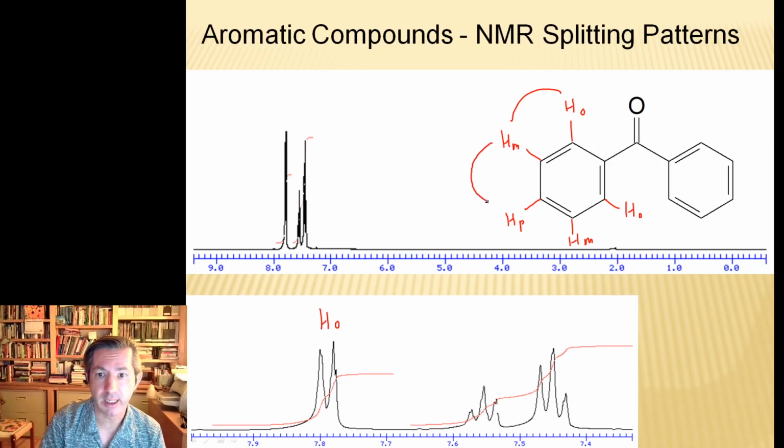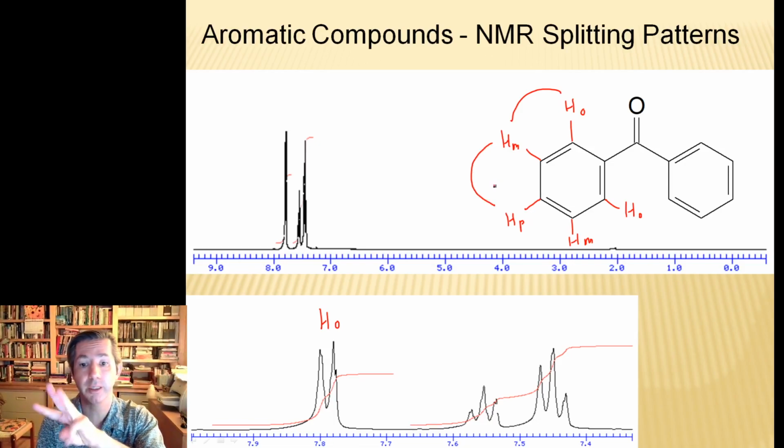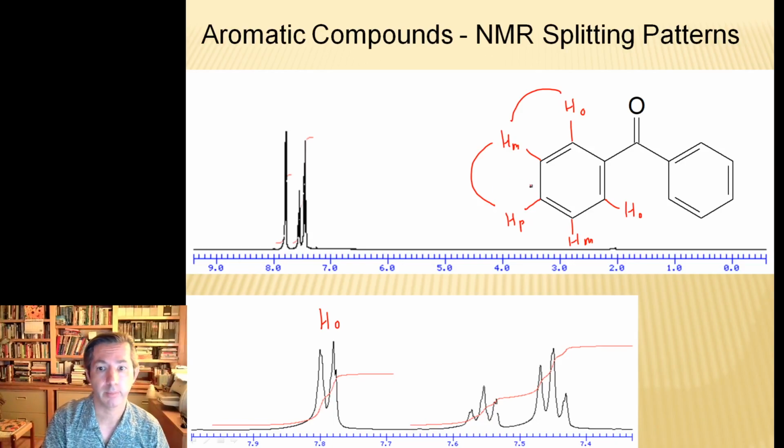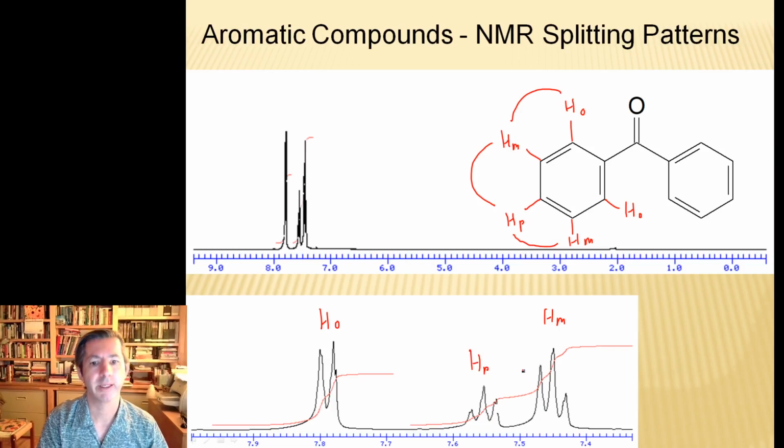The meta hydrogen has two neighbors. So if you have two neighbors, number of neighbors plus 1 tells you your splitting. We expect him to be a triplet, and he is actually right here. We look at the para, he has two neighbors, again a triplet, right here. Notice I have two triplets though. How do I know which is which? Here's the way you do that. There are two meta hydrogens, so you're going to have a taller signal. You only have one para hydrogen, so your smaller signal is this guy.